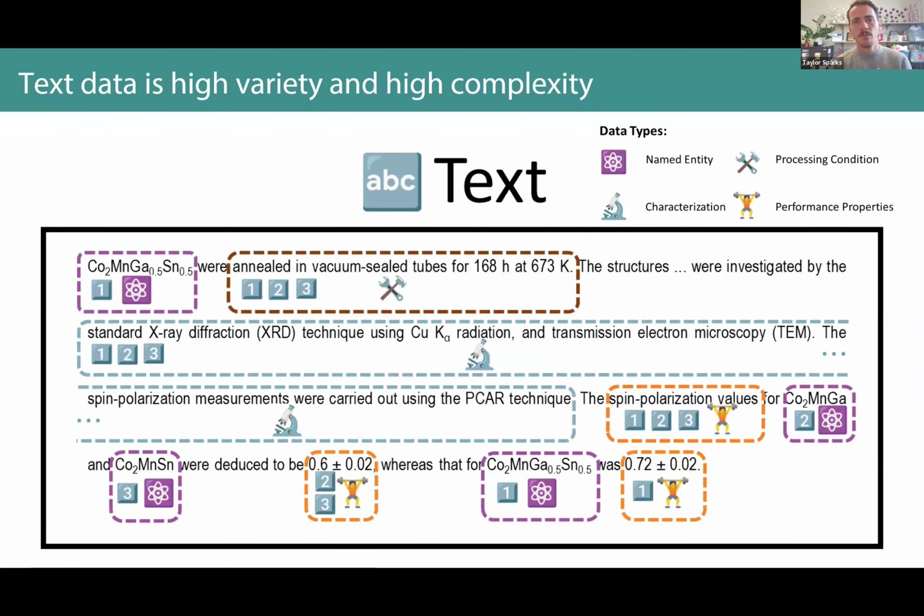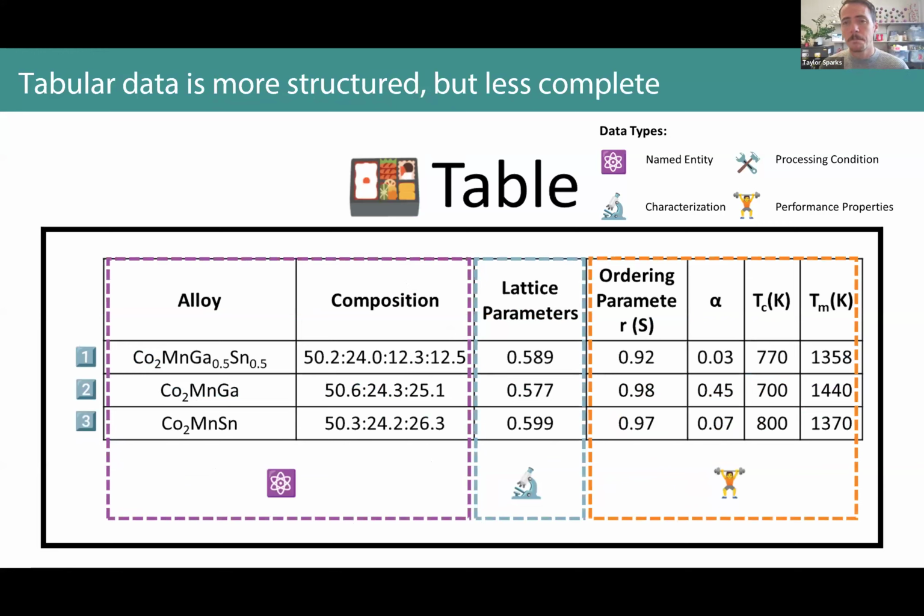And you can see that if we look at text, it is typically very high variety, lots of different types of data from processing parameters, performance parameters, characterization numbers, named entity recognition, named entities, excuse me. But it's also very complex, right? High variety, high complexity in the text. The tables is much more structured. It tends to be less complete. The types of things we find there are not quite as complete as what we find elsewhere.